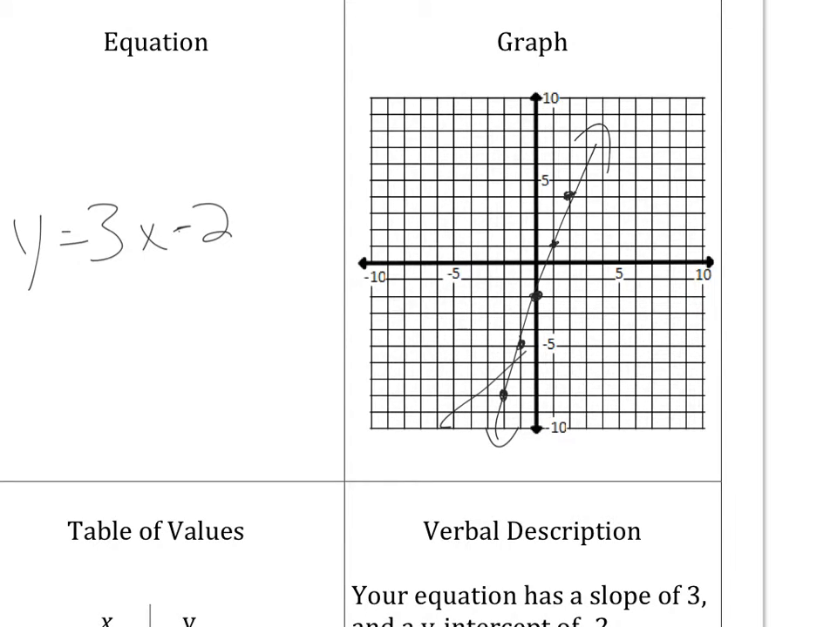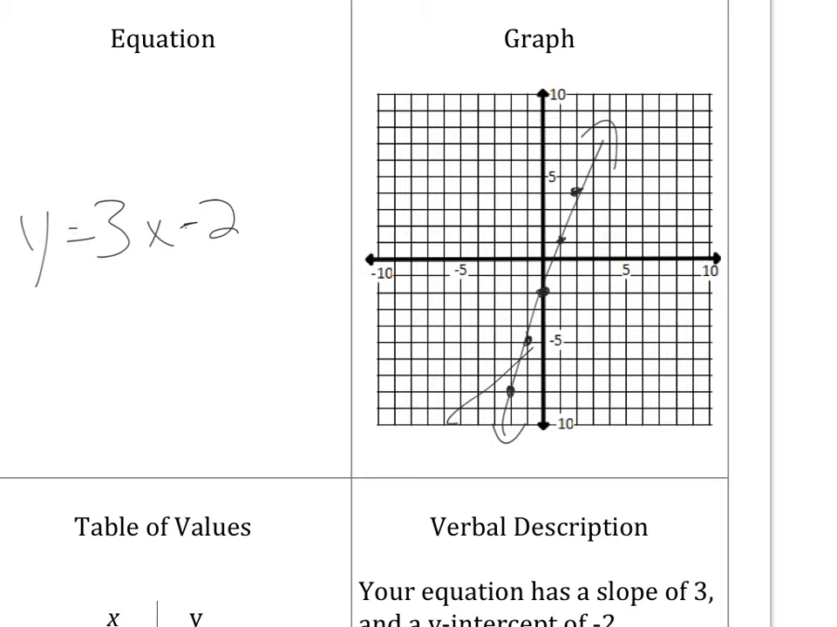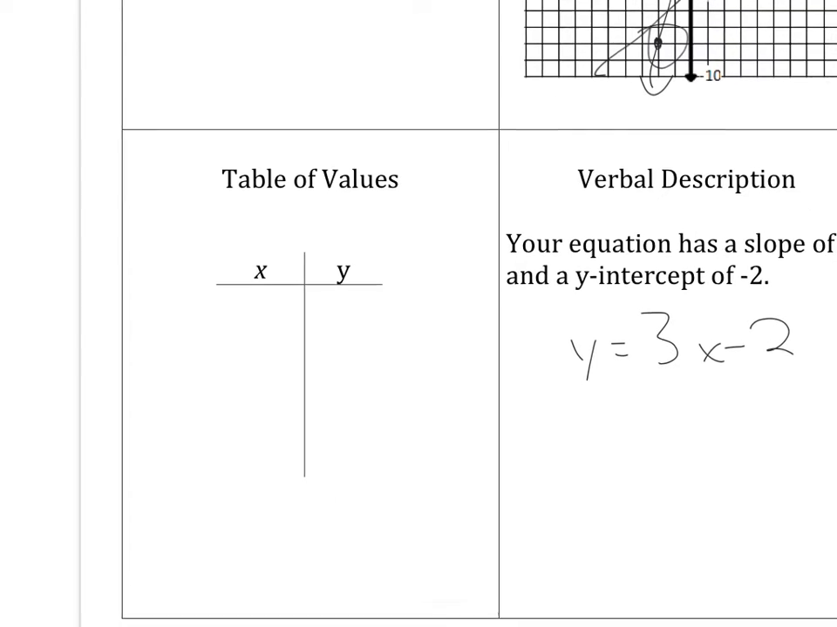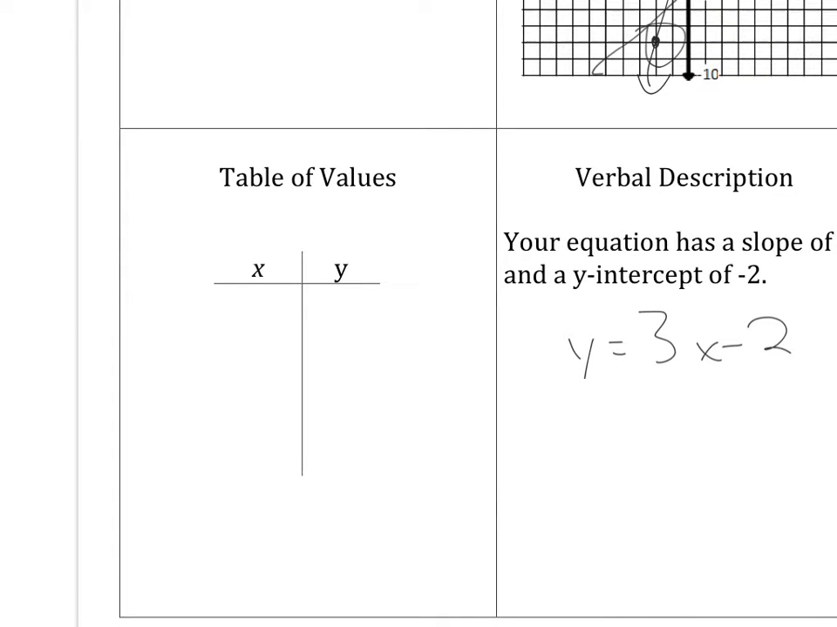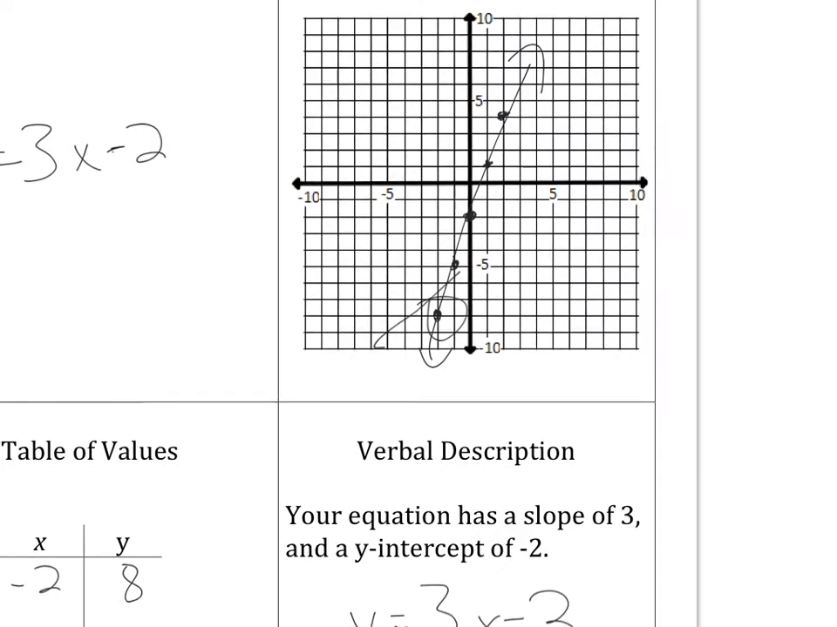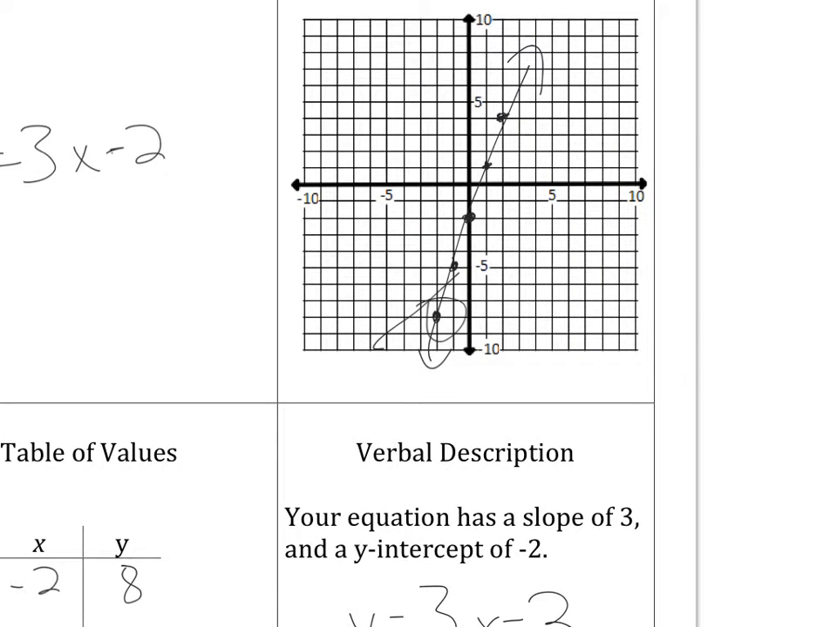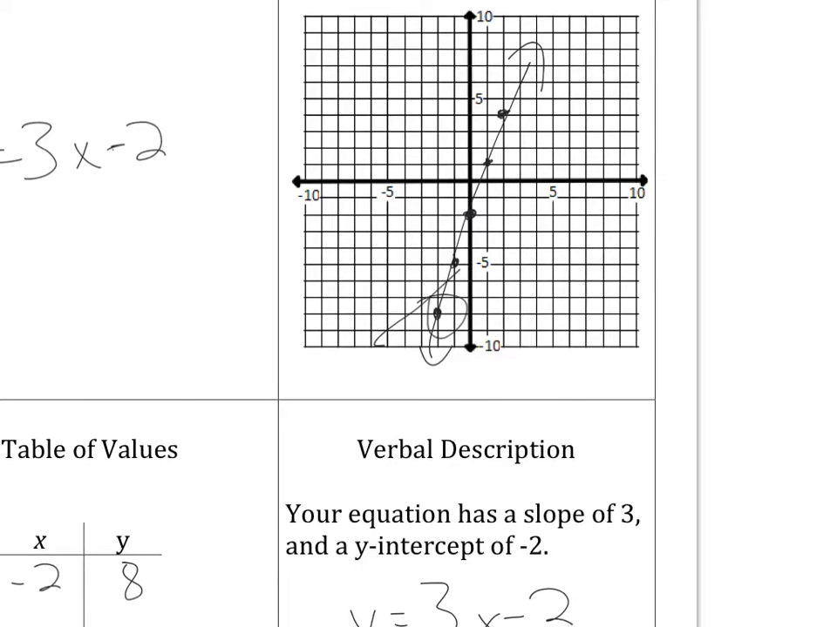Okay, and we can use those points and we can write our table of values in here. Well, that first point, the first one all the way down here, would be negative 2, negative 1, 2, 3, 4, 5, 6, 7, and 8. So negative 2, 8. Okay. Then the next one would be negative 1, negative 5.